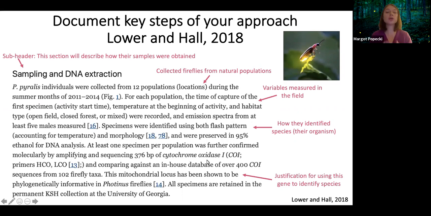So to kind of show to the readers, this is a legitimate way to confirm species identification. They're actually stating here, this mitochondrial locus has been shown to be phylogenetically informative in Photinus fireflies. And then they're providing that reference so the readers can look it up. So that's really important context to provide to explain their rationale for doing two different species identifications.